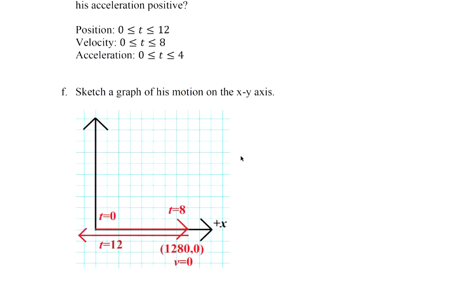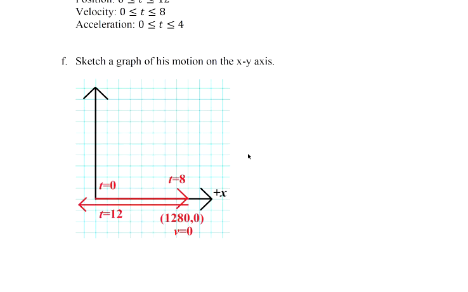Part F, sketch a graph of his motion on the XY axis. So from time t equals 0 to t equals 8, he goes from position 0 to 1280. And after time t equals 8, he's going to go from 1280 back down to 0 and to the negative position, displacement. So at time t equals 0 and time t equals 12, he's at position 0. And at time t equals 8, his velocity is 0.